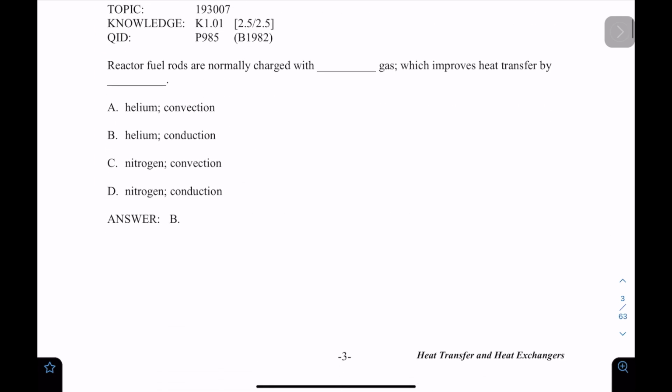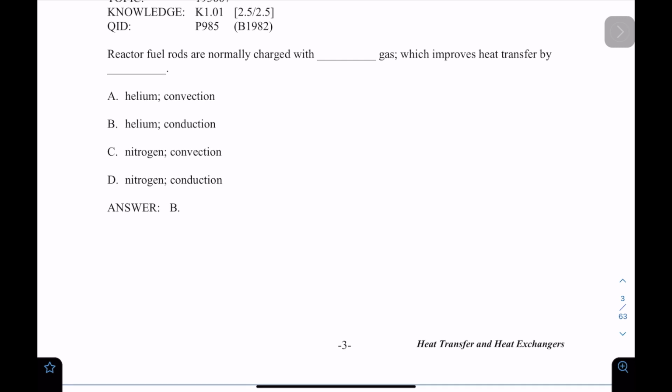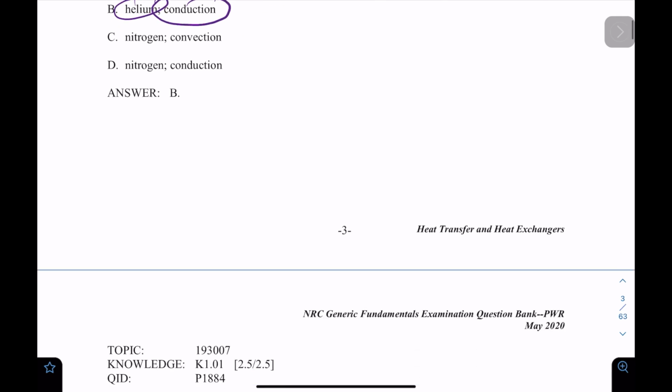The next one, P985, says that reactor fuel rods are normally charged with what? We talked about that. We determined that they are charged with helium gas, which improves heat transfer by, do you remember, by what? Conduction, correct. So it's conduction. When we have this helium, we don't have movement, right? The helium is stationary, so no movement.